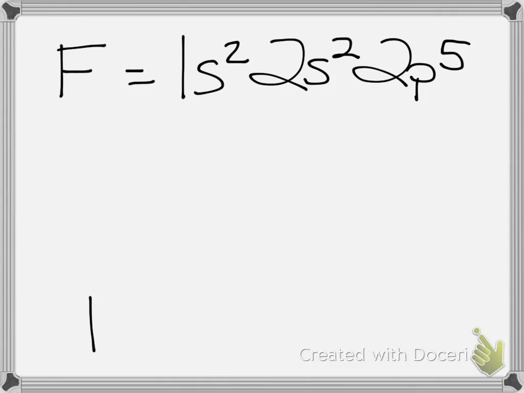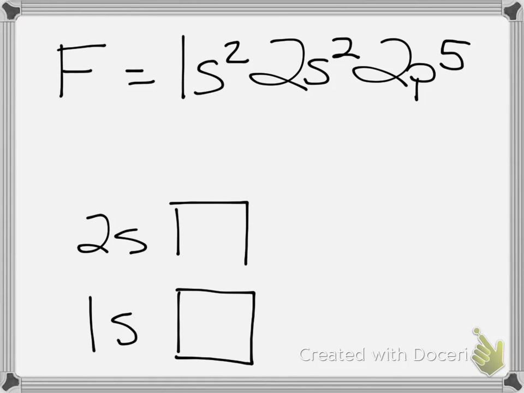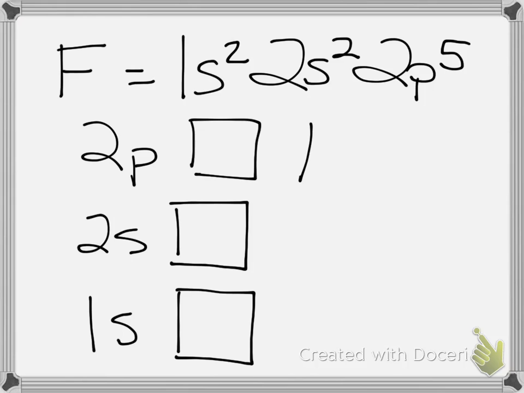I'm just going to draw my boxes down here. I have the 1s box, the 2s box, and the 2p box, which will have 3, because remember, each box can have a pair. The s subshells can only have a maximum of 2 electrons. The p can have a maximum of 6. So if each box holds a pair, 2, 4, 6.